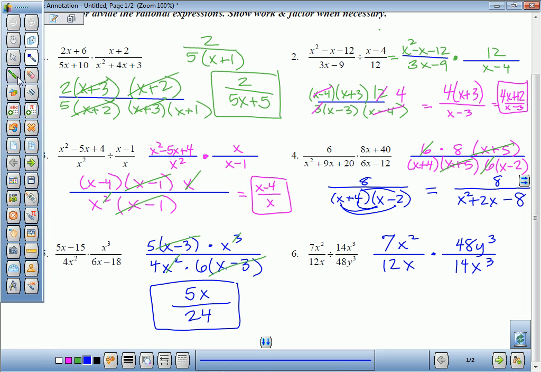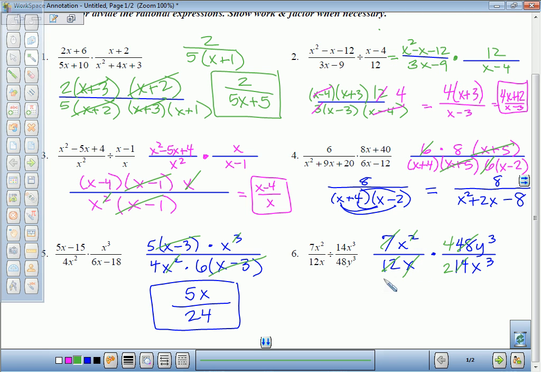Okay, so this time we have multiple variables. And when we go to cancel, we'll say 7 goes into 7 once, 7 goes into 14 twice, 12 goes into 12 once, 12 goes into 48 4 times. One of these x's cancels with one of these. And now this 1 cancels with one of those. So in the numerator, I am left with a 4y cubed. In the denominator, I'm left, oh, I didn't finish.